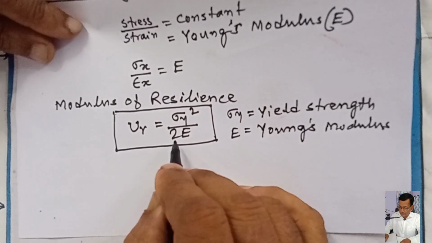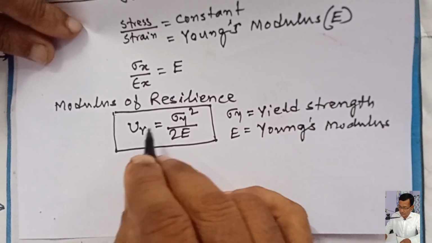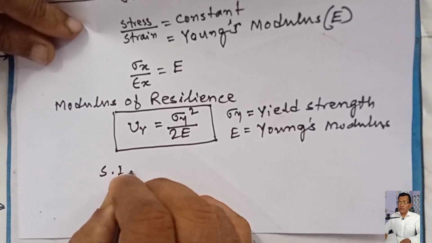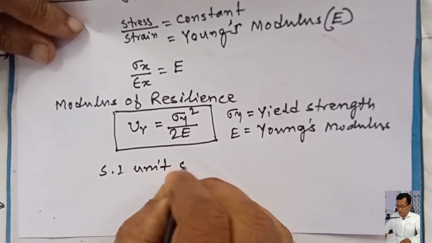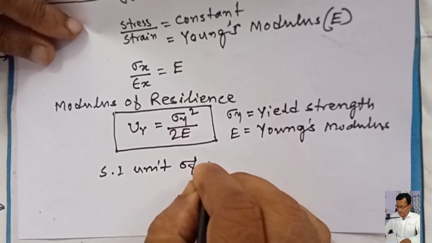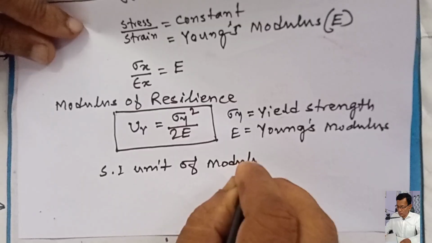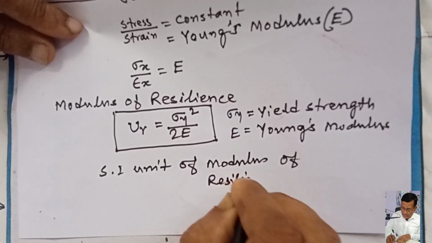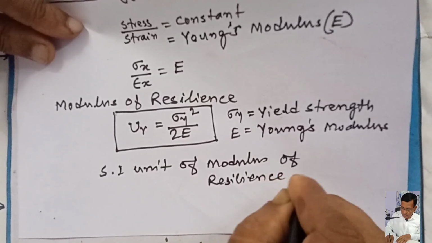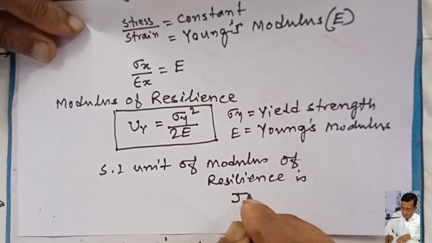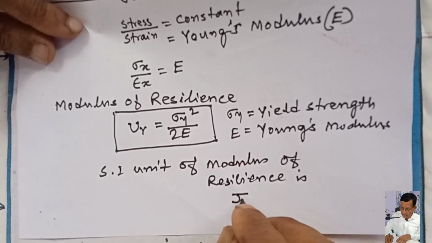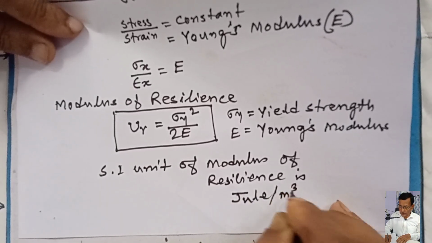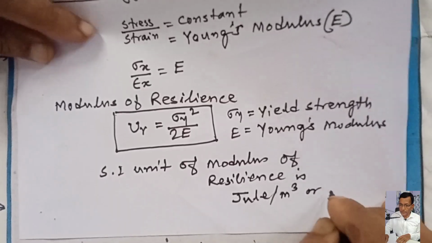SI unit of modulus of resilience is joule per meter cube, or joule per meter cube is called Pascal.